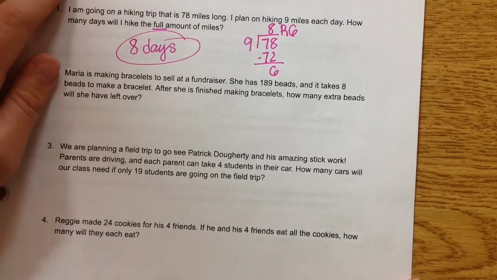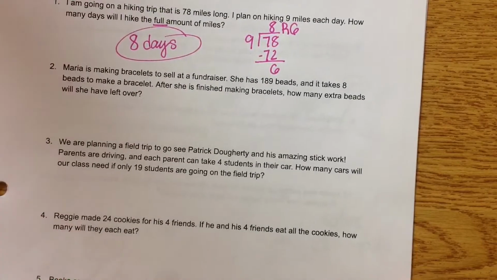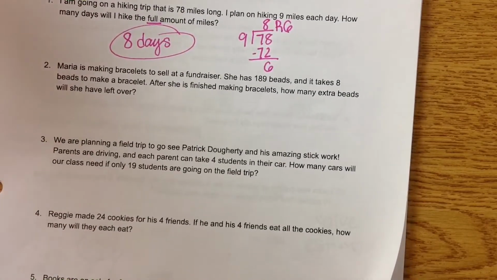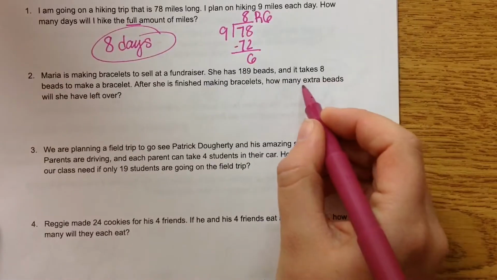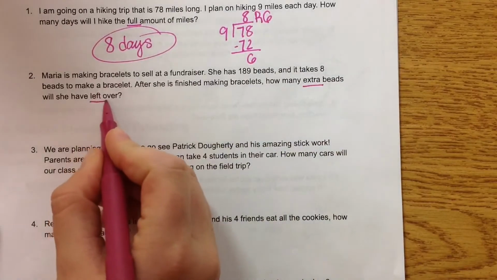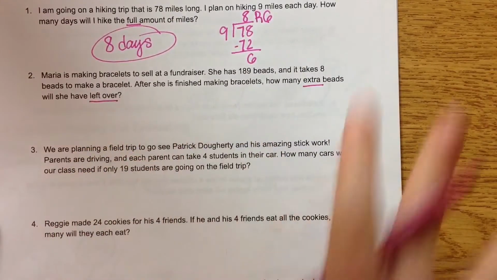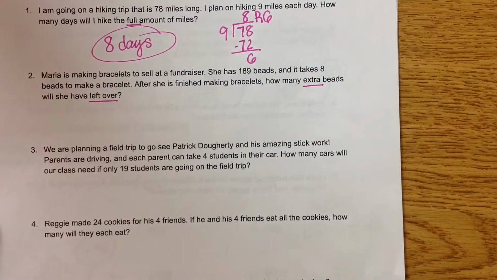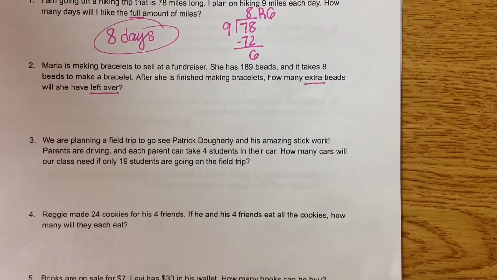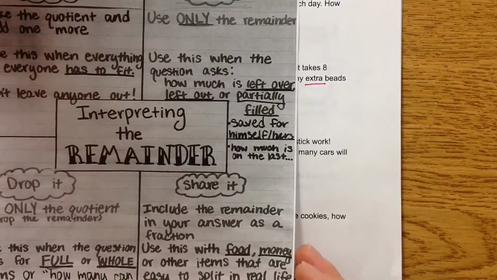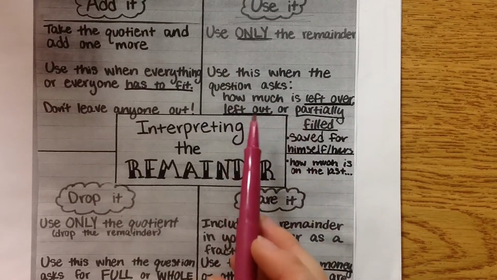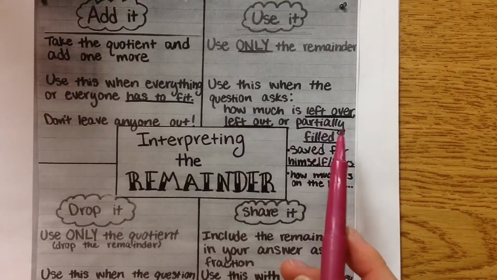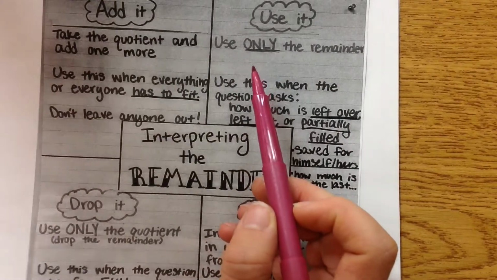Maria is making bracelets to sell at a fundraiser. She has 189 beads, and it takes 8 beads to make a bracelet. After she has finished making bracelets, how many extra beads will she have left over? I'll give you a huge hint for almost all of these. Usually the keywords are going to be somewhere in that last sentence. Alright, well let's look back at it. I can see right here, this one says, use this when the question asks how much is left over. So we're going to use only the remainder.